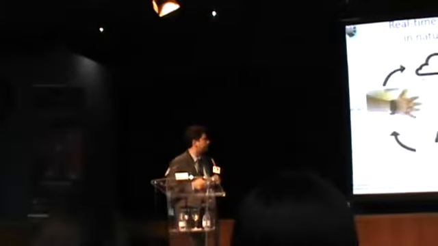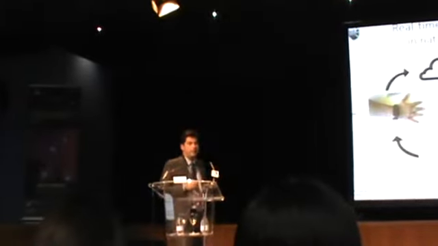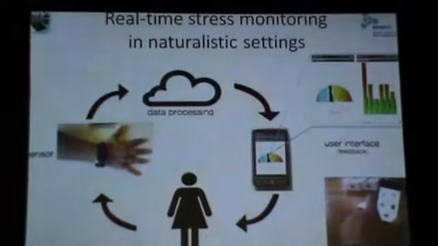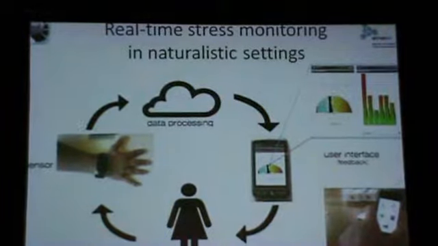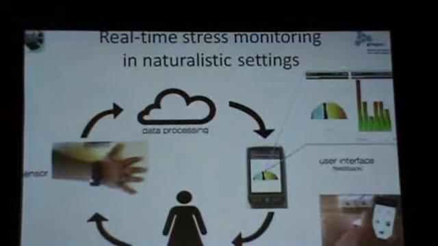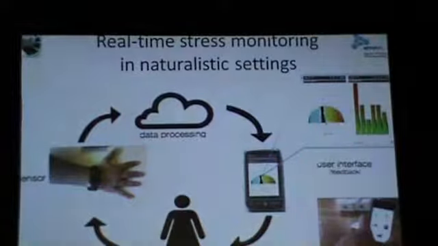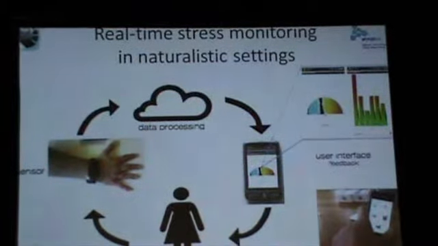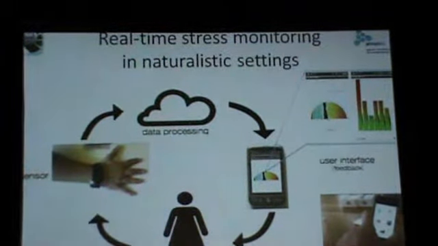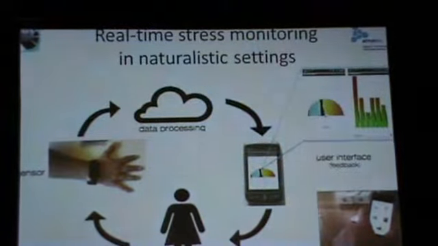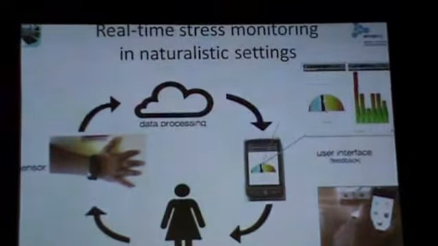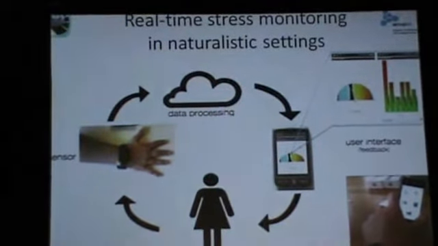How did we do that? This is the representation of the process that we used. We used a wrist-based sensor, like a watch, to measure heart rate and physical activity through an accelerometer during everyday situations. This wrist-based sensor is connected via Bluetooth, so wirelessly, to the mobile phone that the user always has with him.